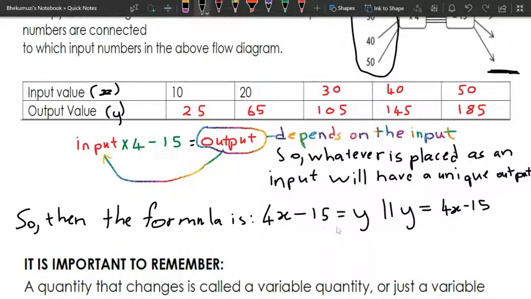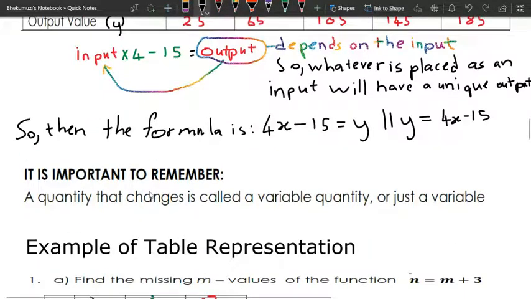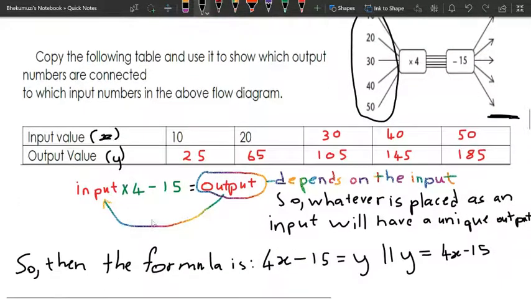Okay, so the important thing, something that you need to remember that is very important, is that a quantity that changes is called a variable quantity, or just a variable, right? And that's the whole point, and that's why we call this an input variable, because it does change and we could place any possible number. But also the output value does change depending on the input value, right?